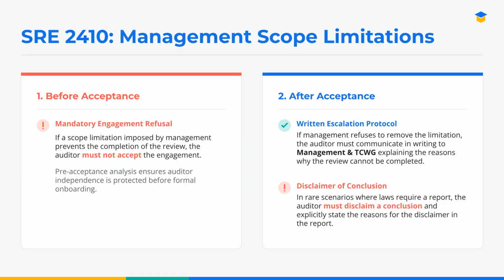Communicate in writing to management and those charged with governance, explaining exactly why the review cannot be completed. In rare scenarios where laws require a report anyway, the auditor must disclaim a conclusion and explicitly state the reasons for the disclaimer in the report.